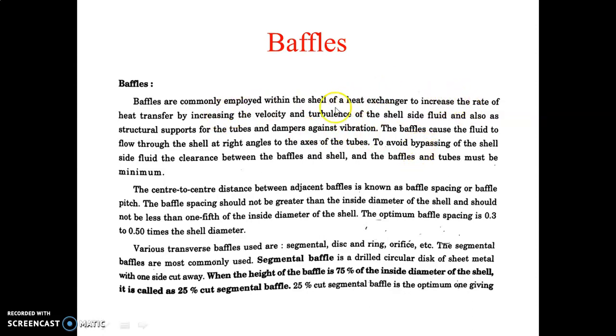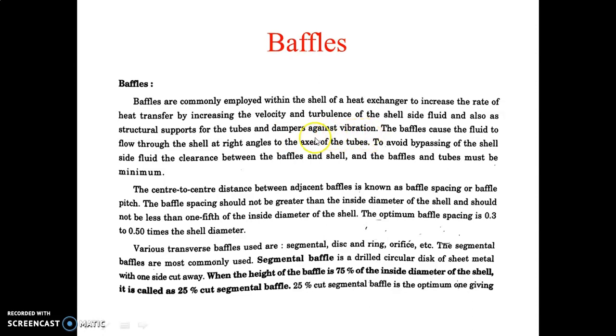If you want to increase the velocity of the shell side fluid, the shell side fluid means the fluid which is passing through the shell. So you have to increase the velocity of that fluid. Turbulence means you have to maintain turbulent flow, because when the flow is turbulent there is an increase in the heat transfer rate. So we are maintaining turbulent flow in the shell side fluid. And also structural support for the tubes, that means it provides supports and dampers against vibration.